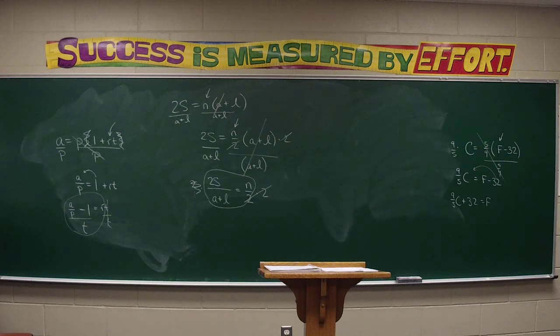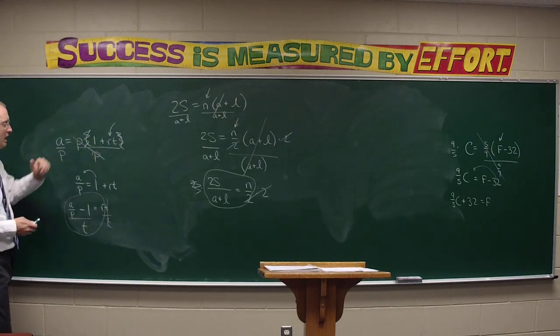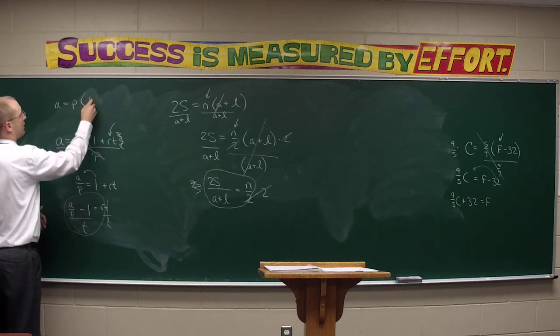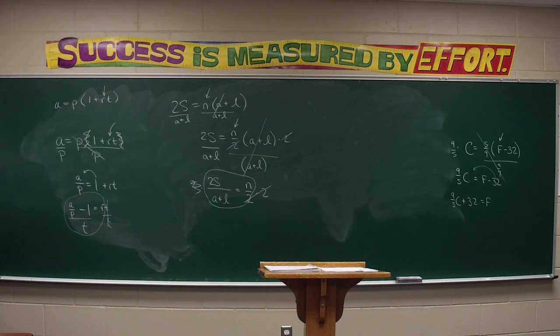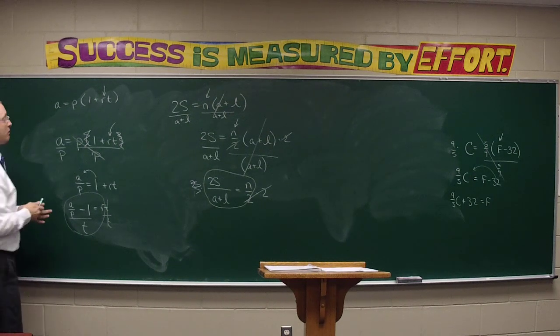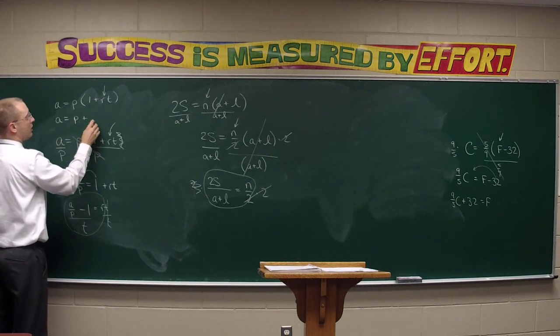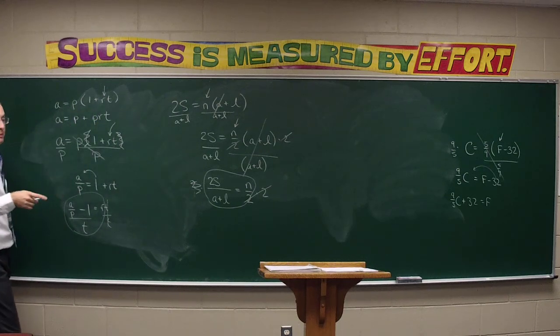Anyone do it a slightly different way? How else could we have done this, Audrey? Instead of dividing the P away, subtracting the 1, dividing the T, what's another way we could have done this, going back to the original problem? Anyone? We could distribute. Audrey, what would we get if we distributed? P plus PRT. There we go, P plus PRT.